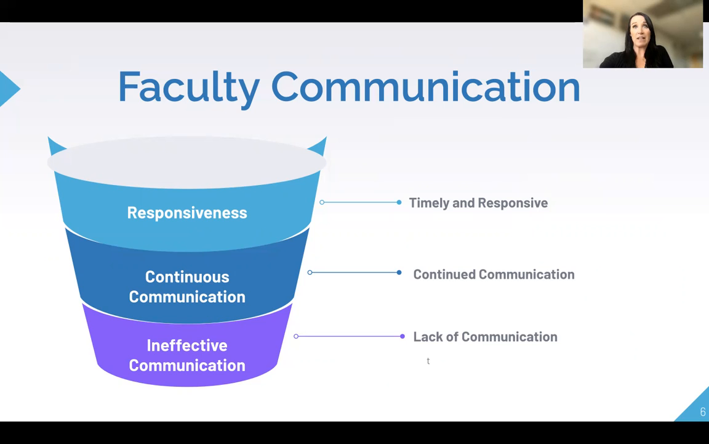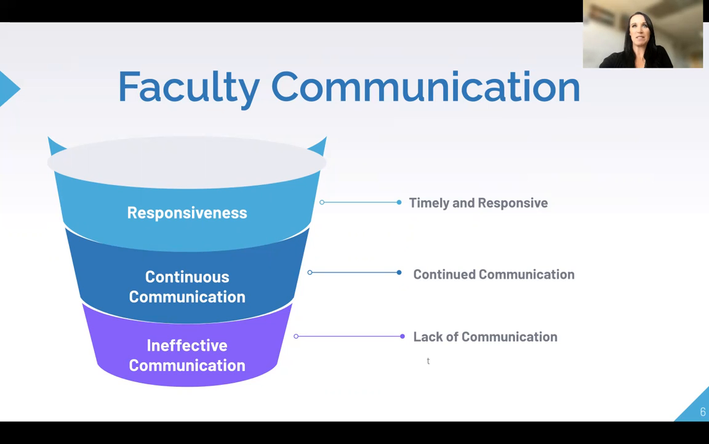Another aspect of faculty communication is continuous communication from faculty members. Some participants mentioned the importance of continuous communication throughout an online course that supports students' persistence. Student participants agreed that continuous communication from faculty members is beneficial and makes them want to do well in their course. Continuous communication is an essential component of teacher presence in online courses that support students' persistence.